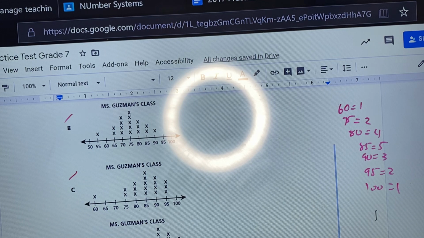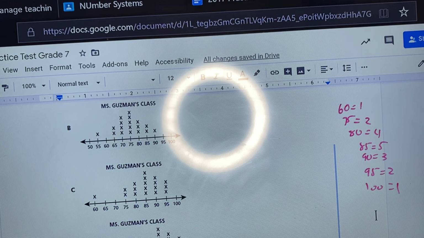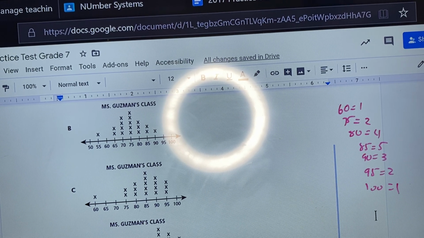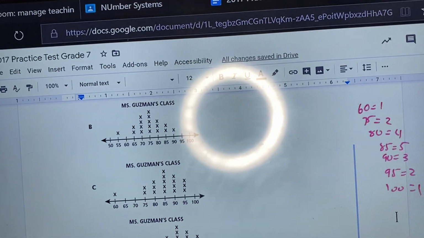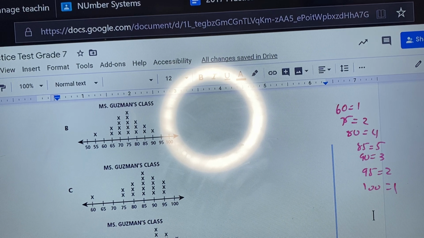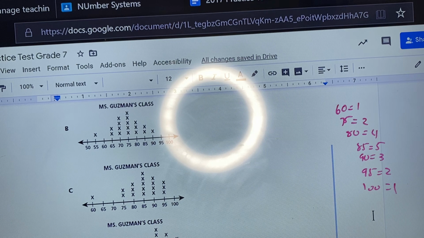So now we're at C. We have here, one student got a 60, okay. Two students got 75, okay. 3 students got an 80. 5 students got an 85. 4 students got a 90. 3 students got a 95. No student has 100.